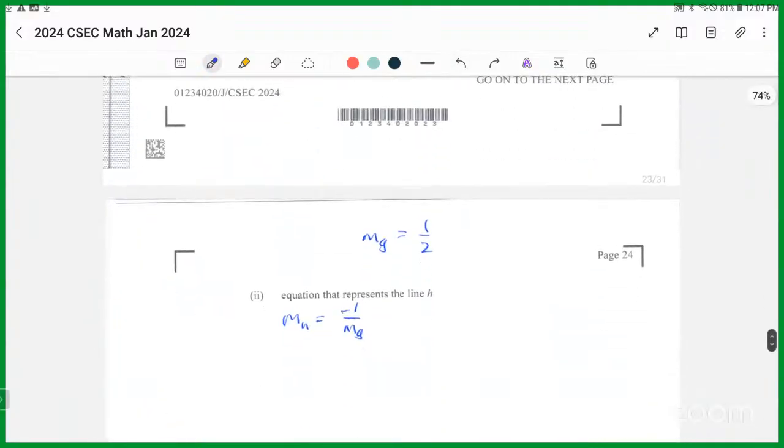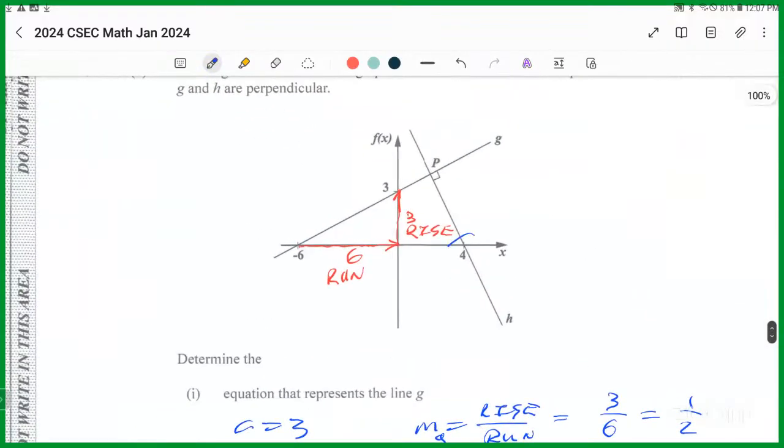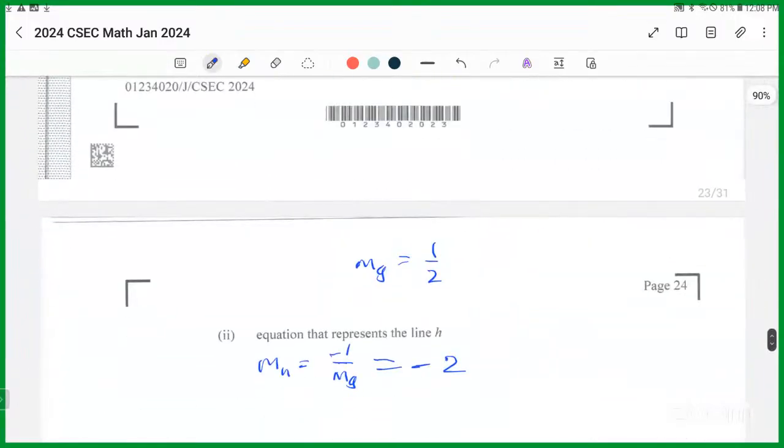So if the gradient of G is a half, the negative reciprocal of a half is to flip this and change the sign. Remember, the quick way to do the negative reciprocal is to flip the one that you have and change the sign. That becomes negative 2. Then H also passes through this point. We can see that. This point is the point (4, 0) on the x-axis. So we can use the gradient that we just found and the point (4, 0) to get the equation.